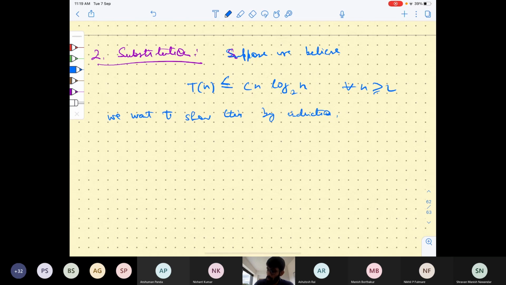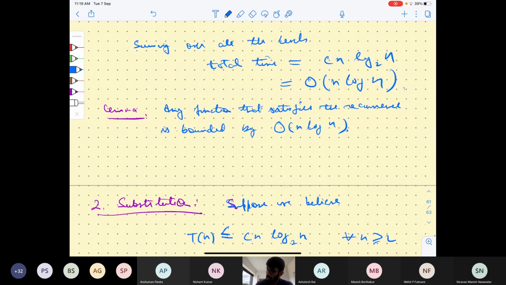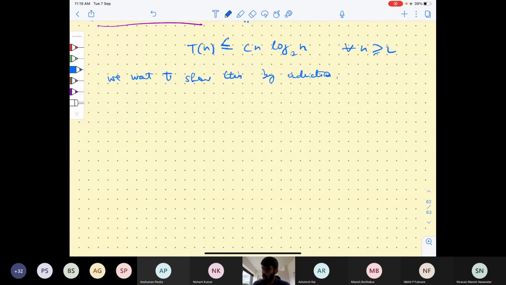So Tn is less than or equal to, not equal to, of course. Suppose we want to upper bound Tn by Cn log base 2 of n, and we want to show this by induction. So for the base case, n equal to 2, we get that Cn log base 2 of n is equal to 2C, which is greater than or equal to T of 2. So for the base case, this is fine, that T of 2 is less than or equal to this function.